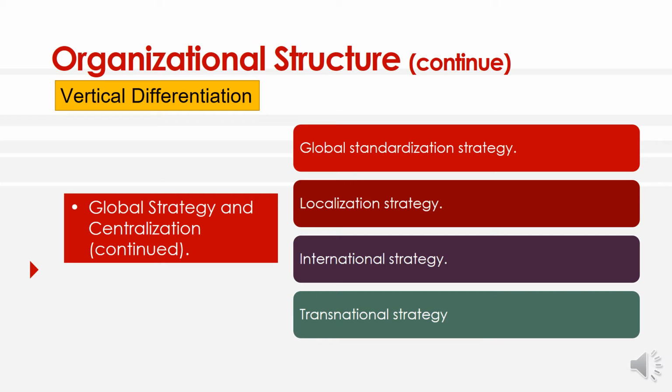Organizational structure continues on vertical differentiation, still about global strategy and centralization. Why do firms go for global strategy and centralization? Some companies follow a global standardization strategy, a localization strategy, an international strategy, or a transnational strategy. It depends on the strategy the company sets in its organization.